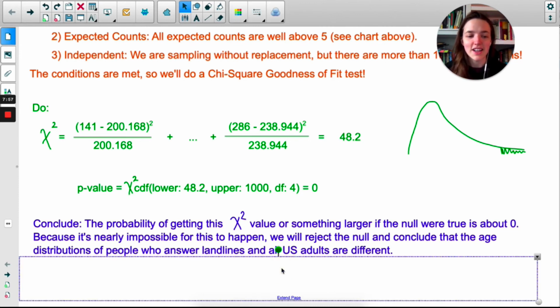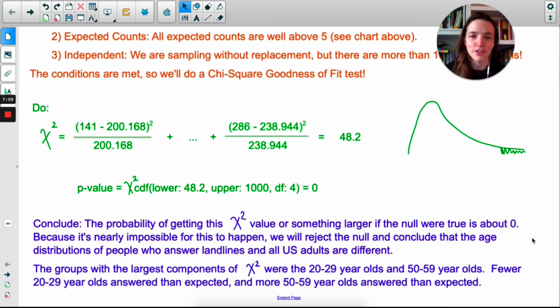And then the very last thing you should do, if you reject the null, you should probably state which parts of the distributions were most different. So the groups with the largest components of chi-squared were the 20s and the 50s. Fewer 20s answered than expected, and more 50s answered than expected. So I could even add another sentence here, like, young people are less likely to answer landlines, and old people are more likely to answer landlines.